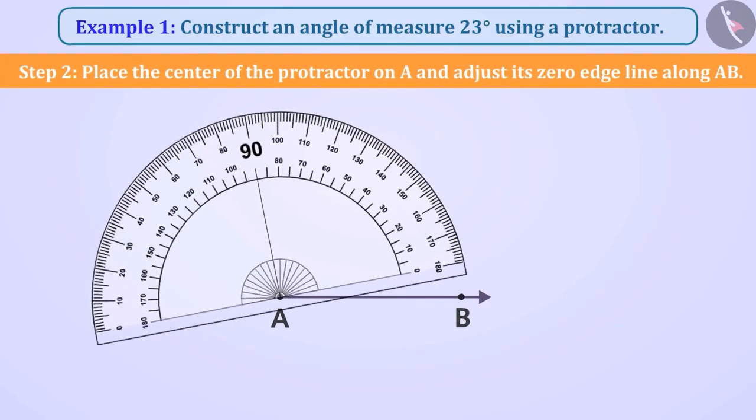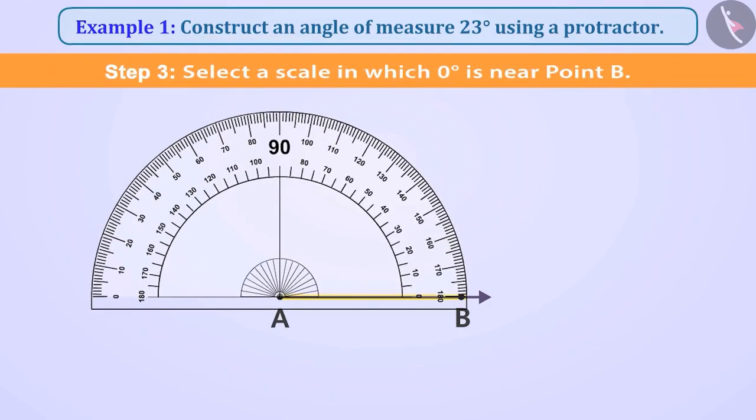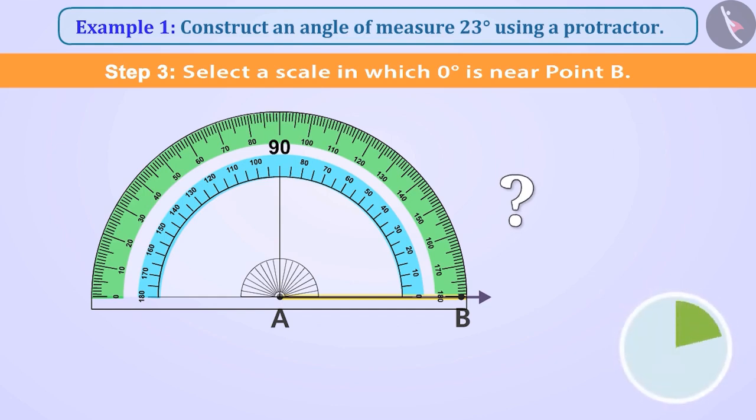Step 2. By placing the center of the protractor on A, we will adjust the protractor in such a way that its zero edge is along the line AB. Step 3. You can see that there are two scales on the protractor. Can you tell which scale we need to take? Think.